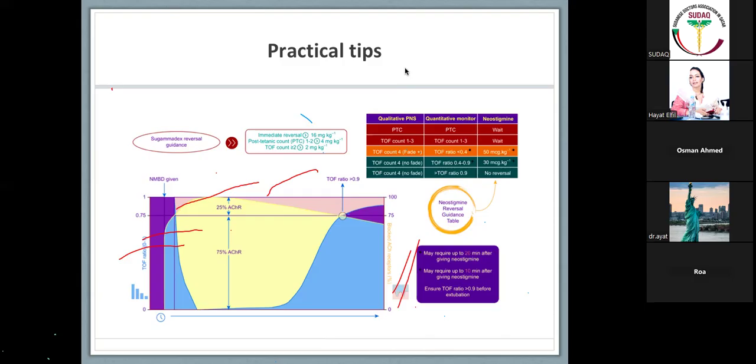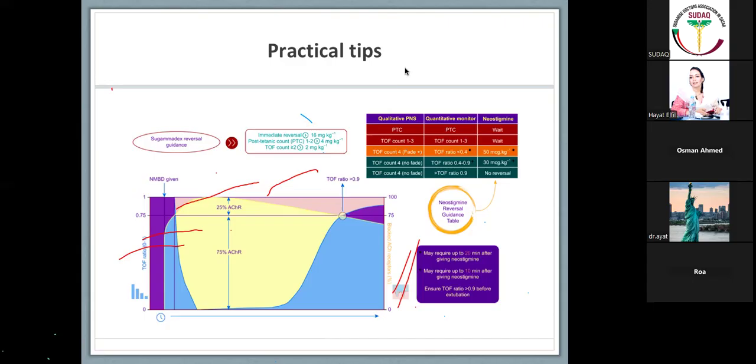How can we manage post-operative residual curarization if it occurs, even after reversal administration? Who asked this question? Haneeda. Thank you. Very good question.